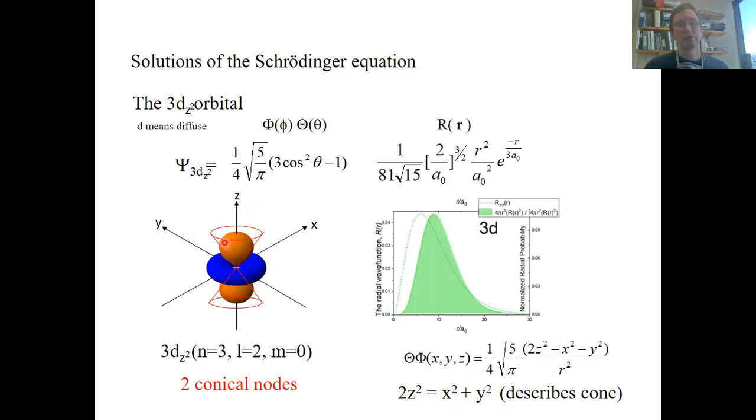We have two lobes that have the same algebraic sign, and these two lobes are separated by a toroid ring, which has the opposite algebraic sign. And there are two conical nodes, these two cones here, in between the two areas that have opposite algebraic sign.